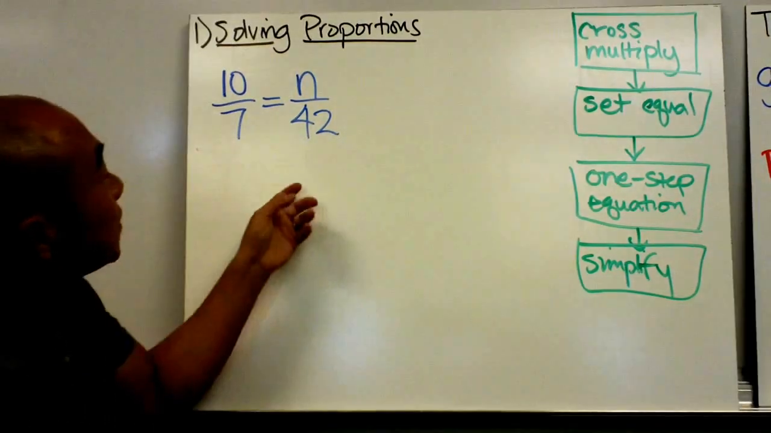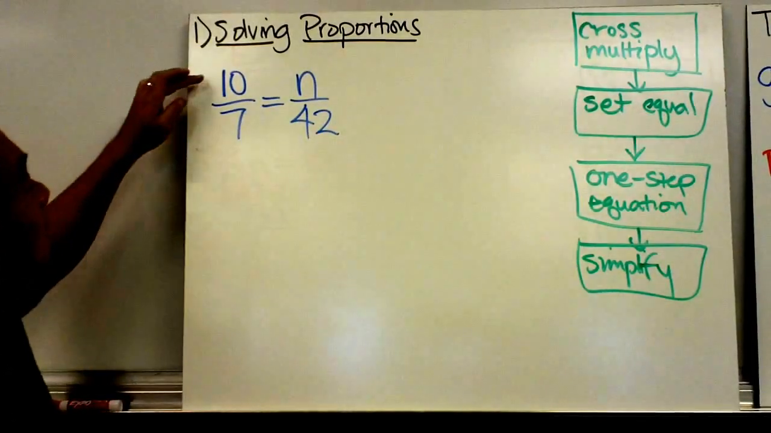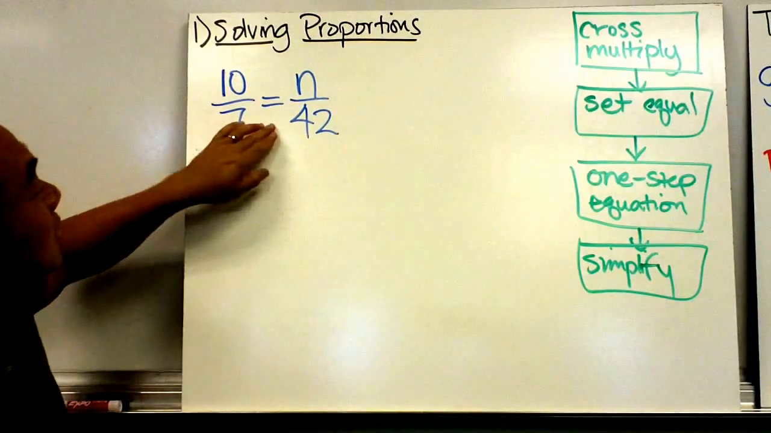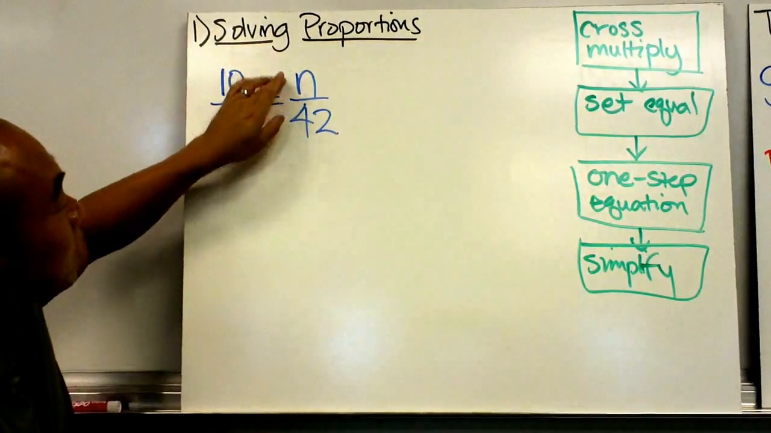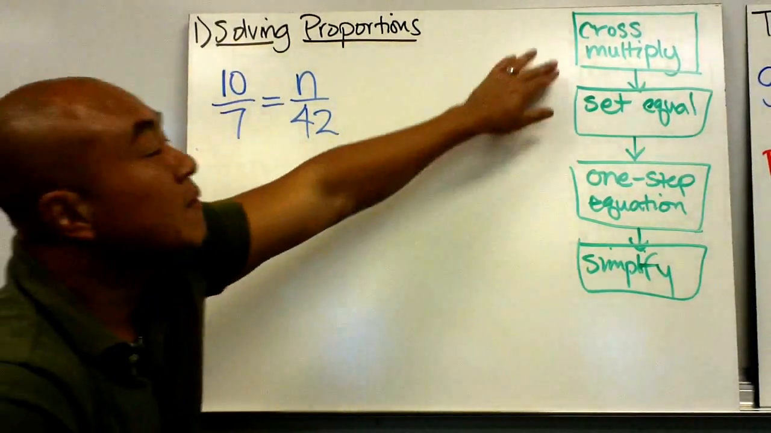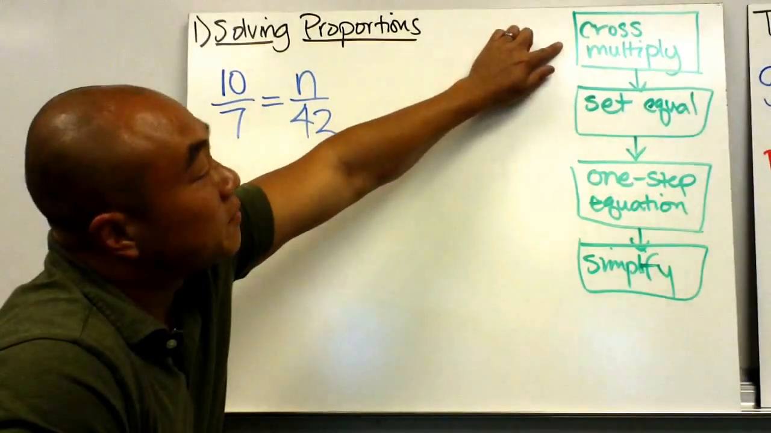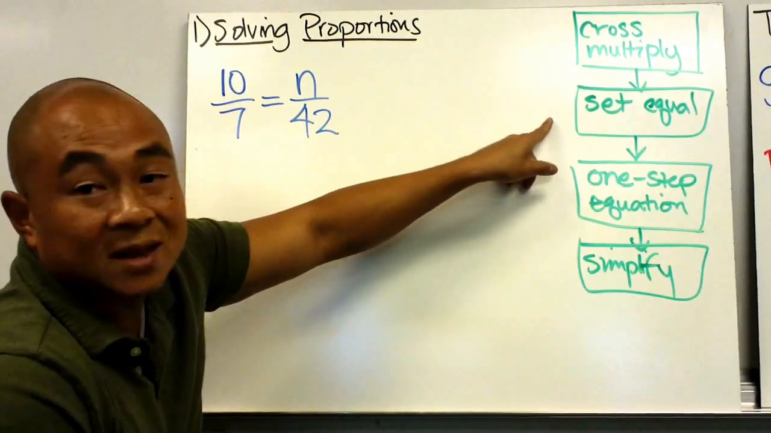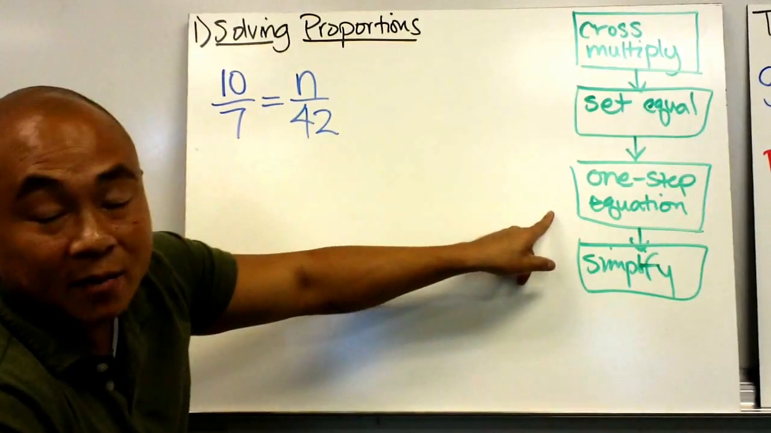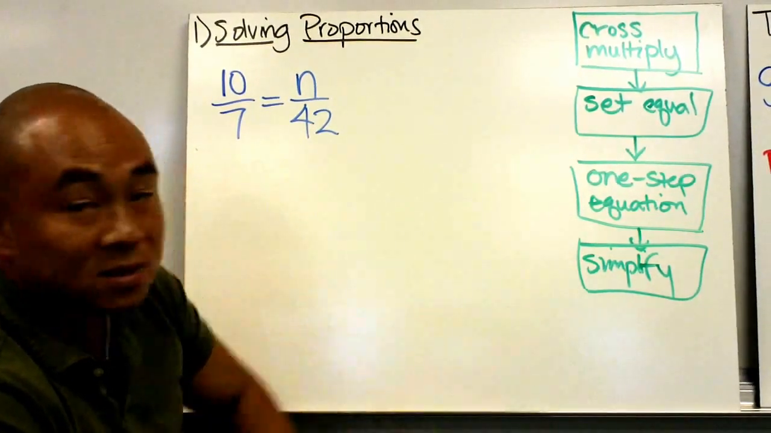Alright, so let's take our very first one. This is a proportion: 10/7 is proportional to n/42. And we have our sequence chart right here. The sequence starts off with cross multiplying, then we set them equal, then it's a basic one-step equation, and then simplifying.